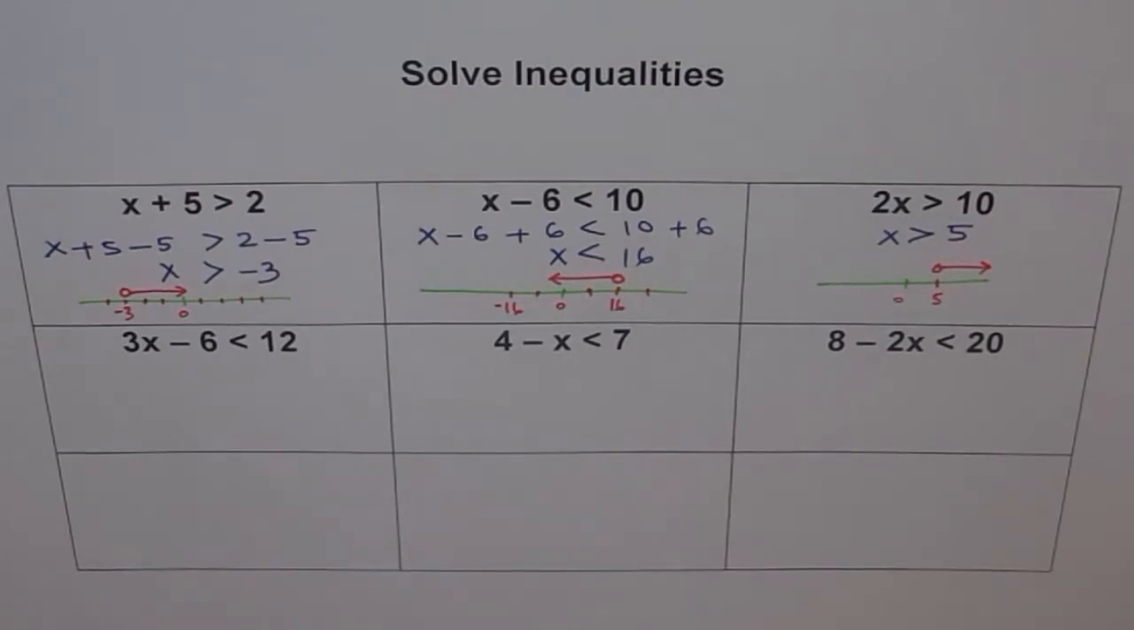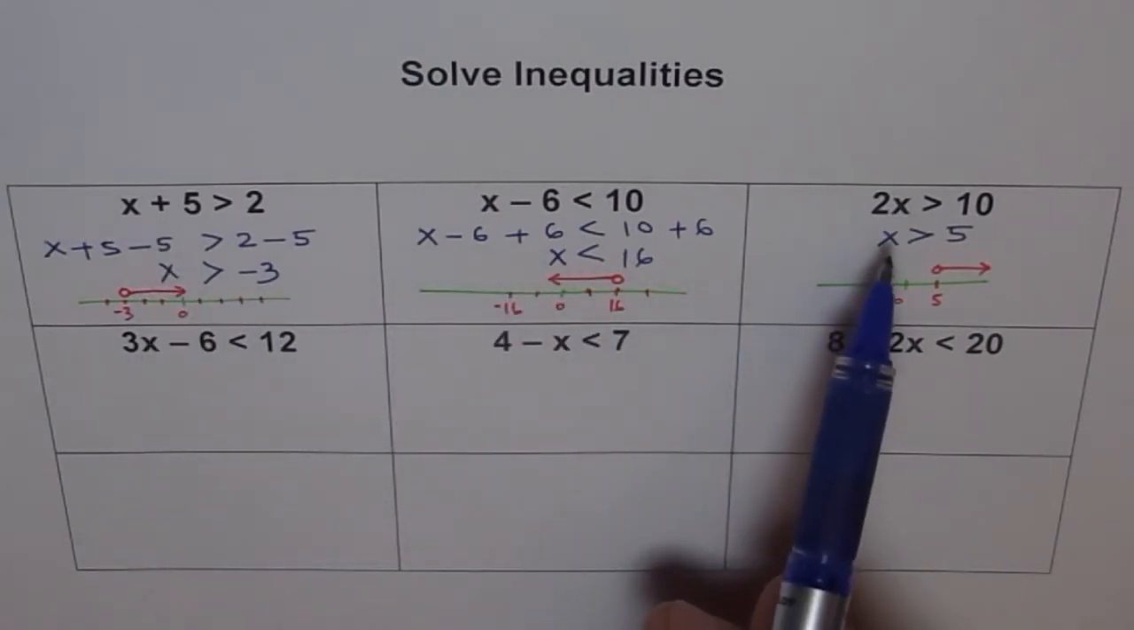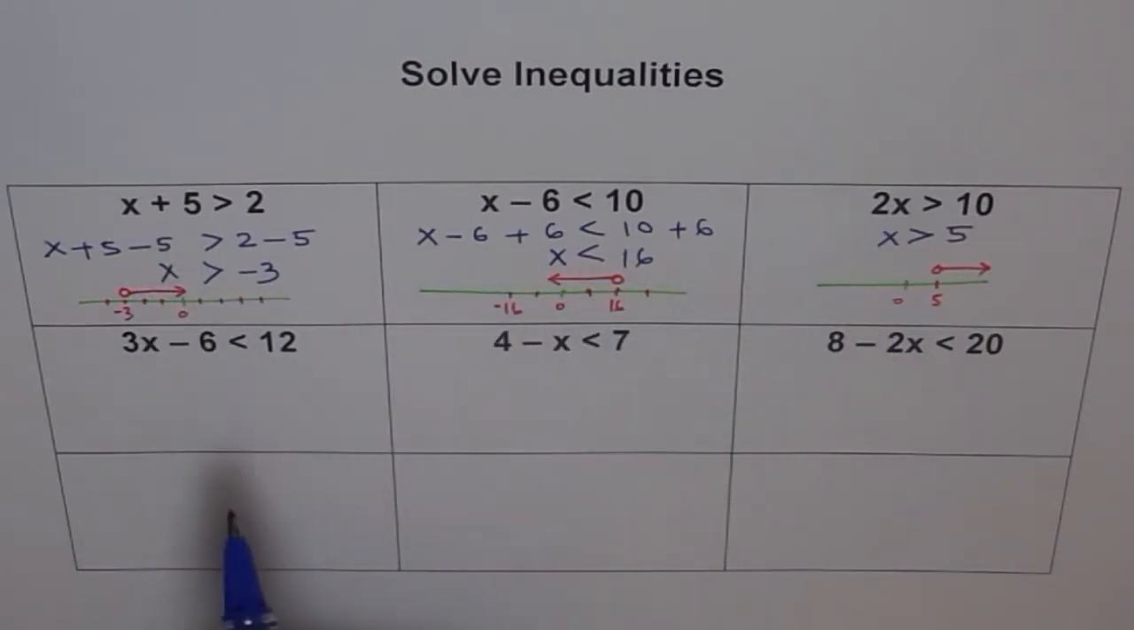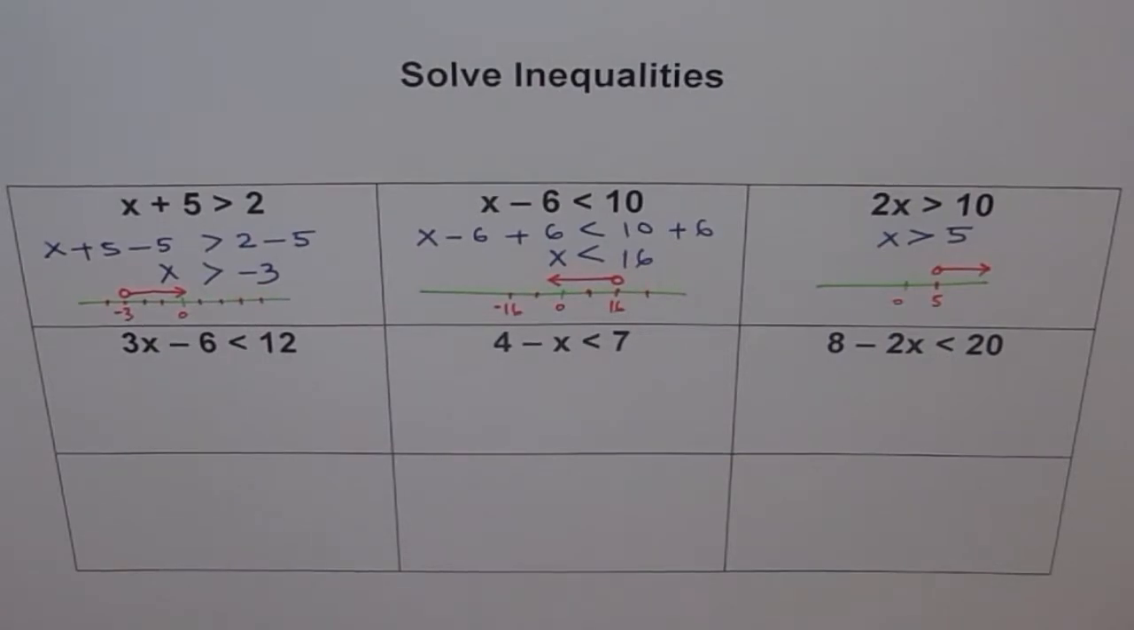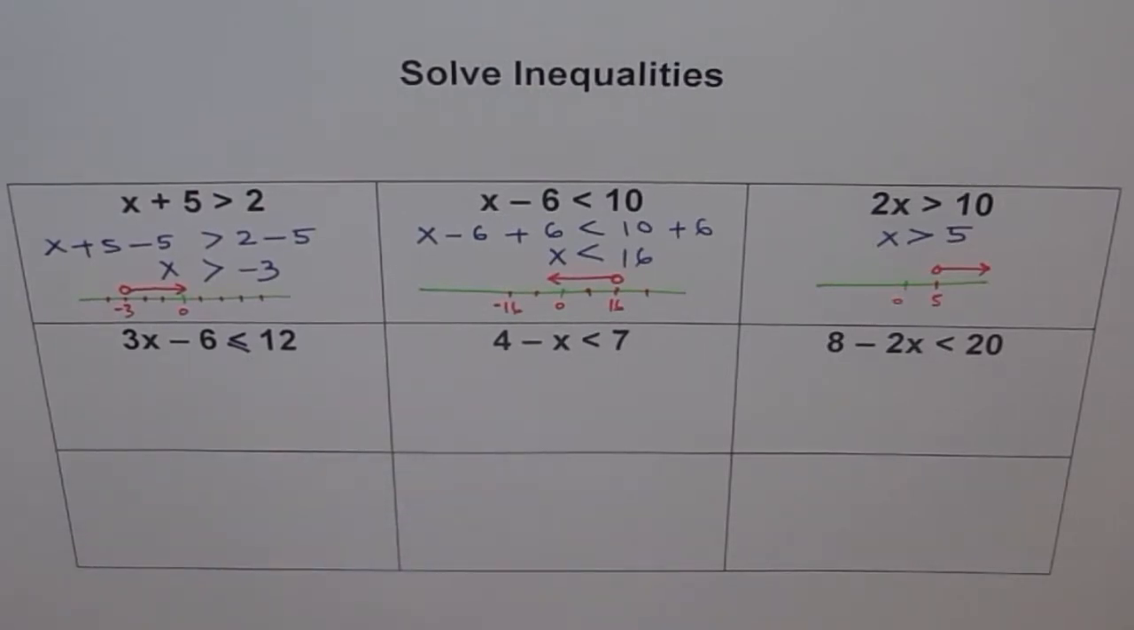Now, these are some more inequalities. Here, we have combined operations of addition, subtraction and multiplication, correct? Do you see that? Let's see how to solve this. Let me complicate it a bit more. So what I will do is, instead of writing less than or greater than, I'll make it less than or equal to. Let's say this, okay? Now, let's try to do it.